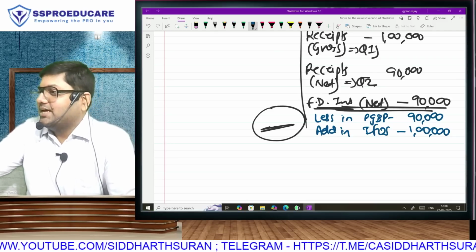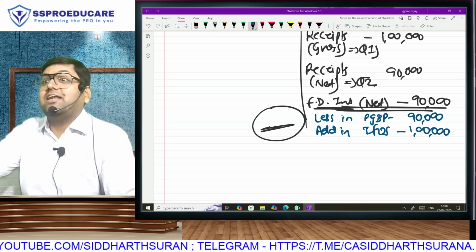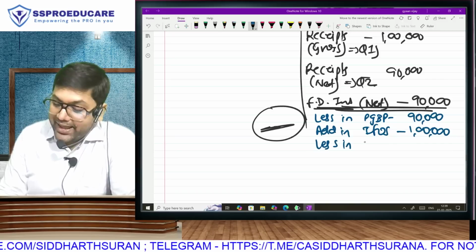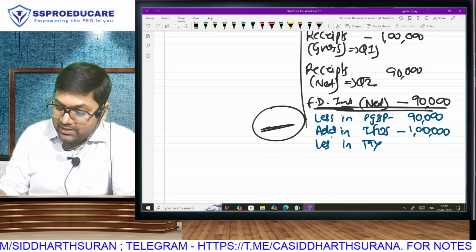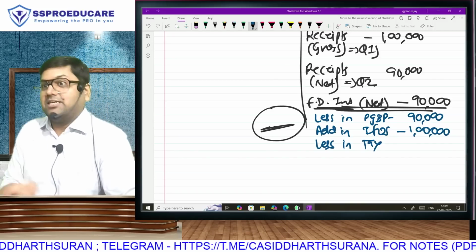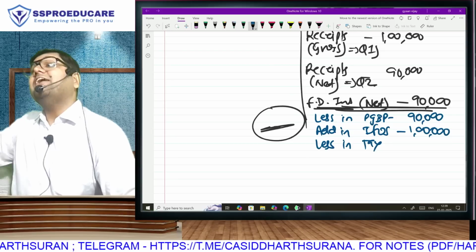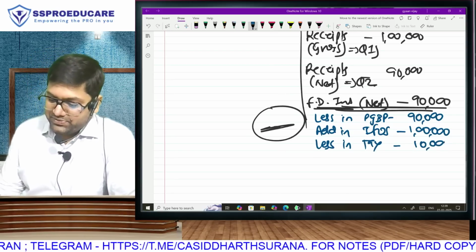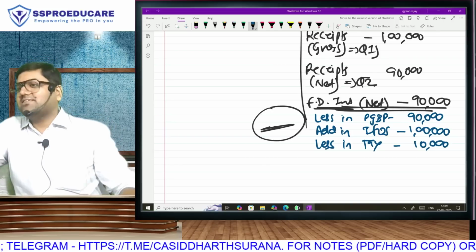Yes, tell me the last adjustment. Add in IFOS 1 lakh because it is the gross amount, and less in tax payable. See, in liability you don't subtract. You will calculate basic tax, rebate, surcharge, cess, everything. Then in the final answer, you will be subtracting 10,000. This is how you will get your marks. This is how easy it is.